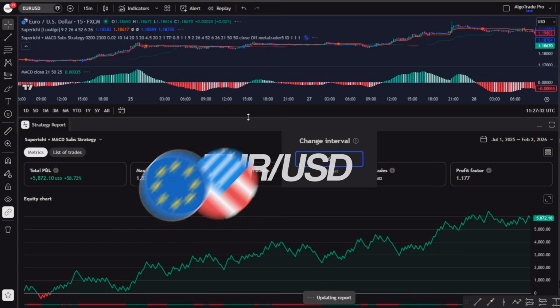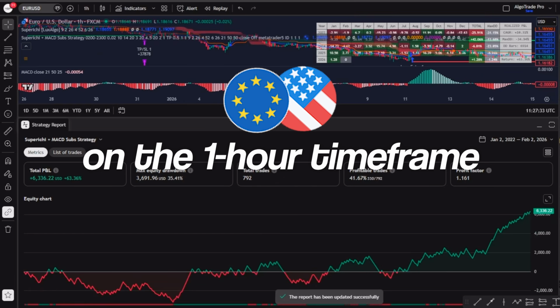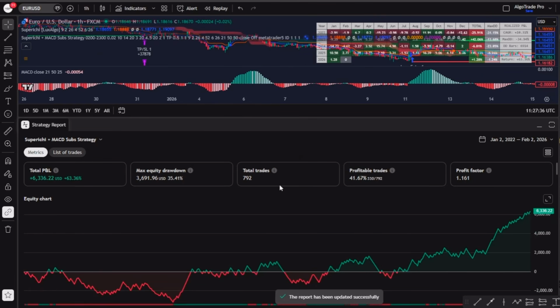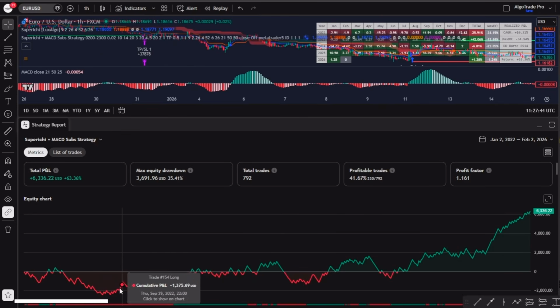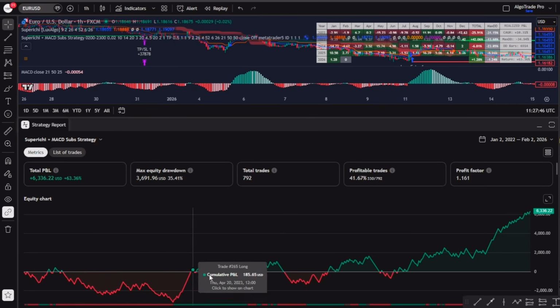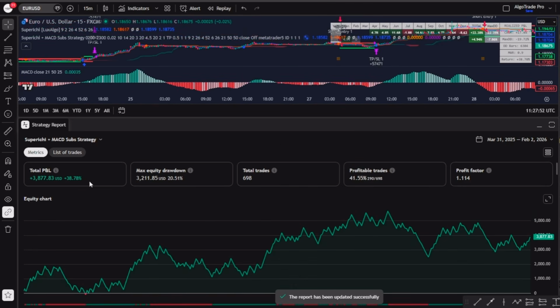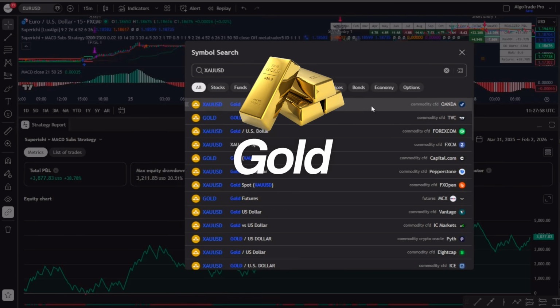Next, let's move to EURUSD on the 1-hour time frame. Here, the performance is similar. The strategy performs reasonably well during strong directional moves, but suffers during low volatility or ranging conditions. The equity curve is very similar to the Bitcoin one. Moving down to the 15-minute chart, we see the same pattern again, better win rate and smoother equity curve. Now let's take a look at gold.